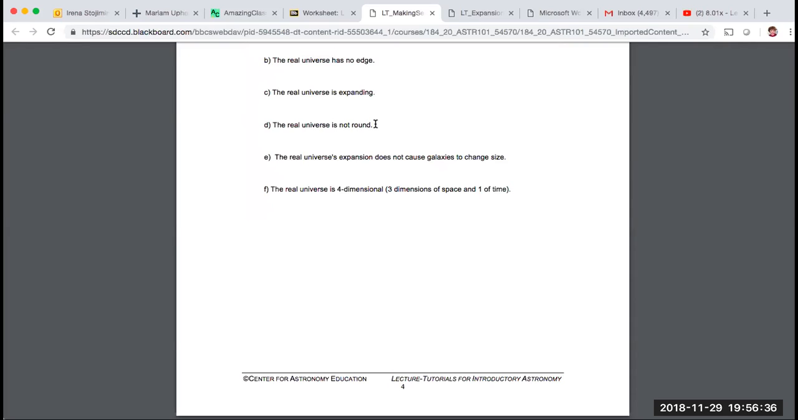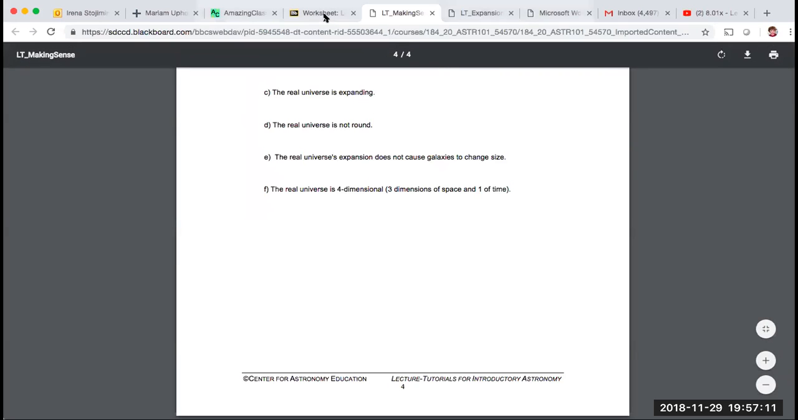Well, the picture shows that. I don't know if an actual balloon would show that. Yes, the picture is good, but if you put little dots on a balloon and then start blowing it up, those dots are going to increase in size. And they should not. The expansion of the universe does not affect the size of galaxies. So it kind of fails with that as well. Okay, good. And the last one? The real universe is four-dimensional, three dimensions of space and one dimension of time. And that's not captured. Very good.